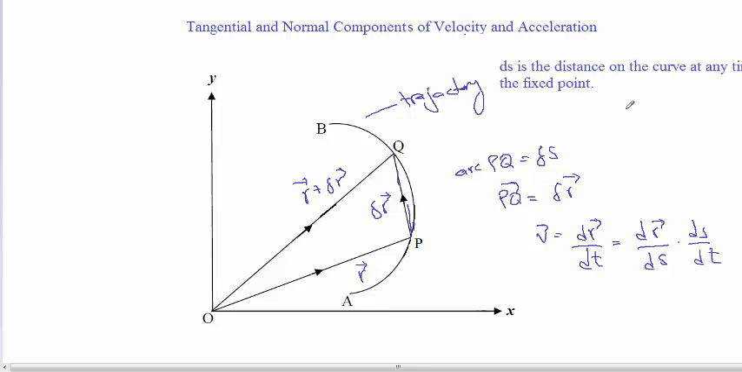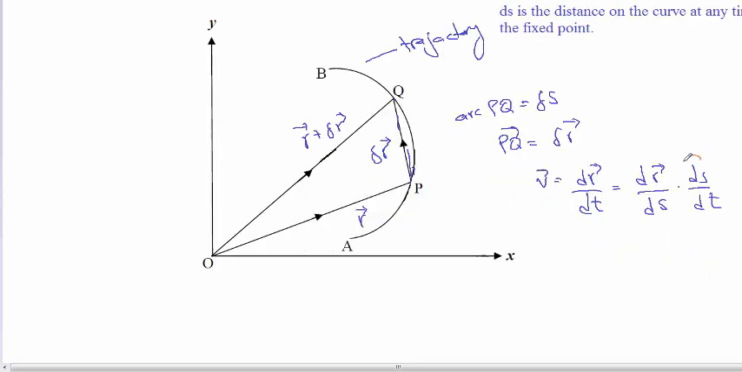Here ds is the distance on the curve at any time from the fixed point. Now this ds by dt is the rate of change of displacement with respect to time, so this is equal to v, the velocity. So vector v is equal to dr by ds times v.